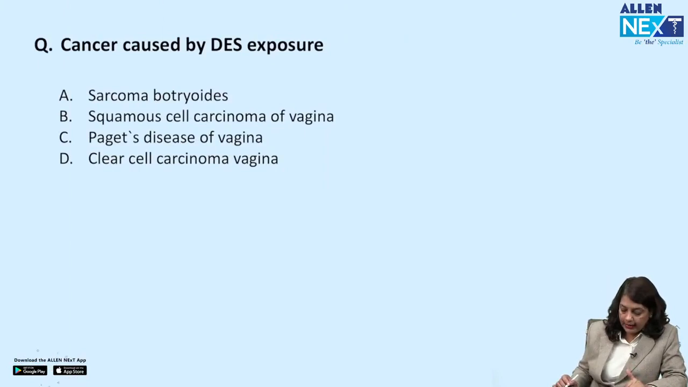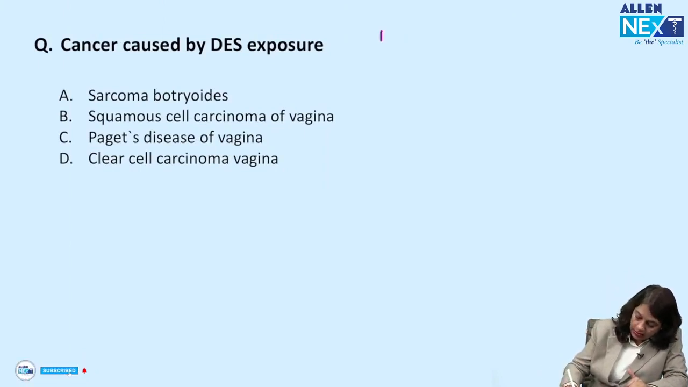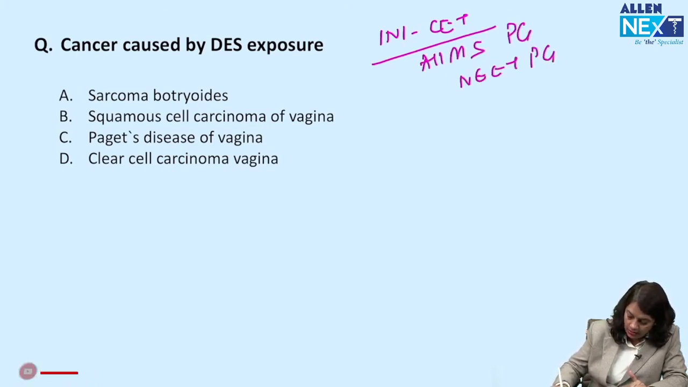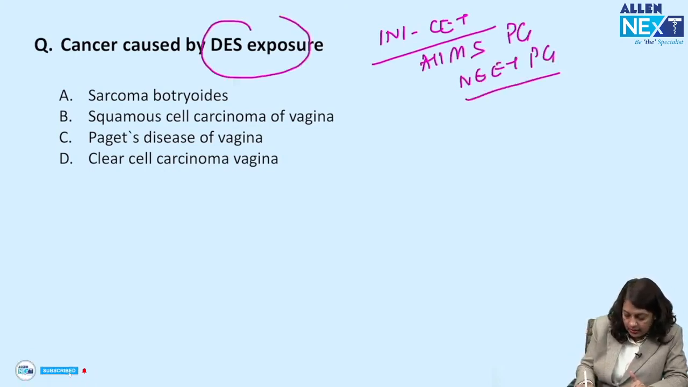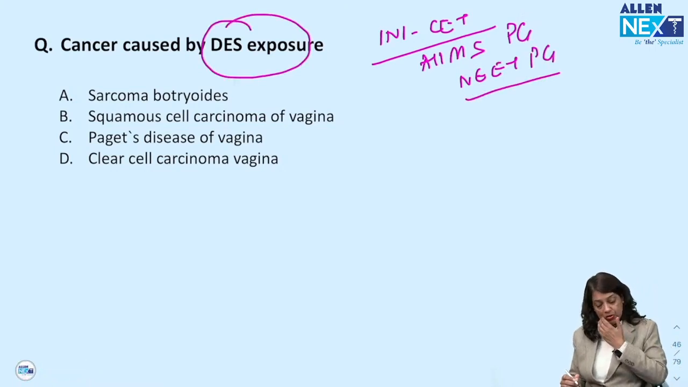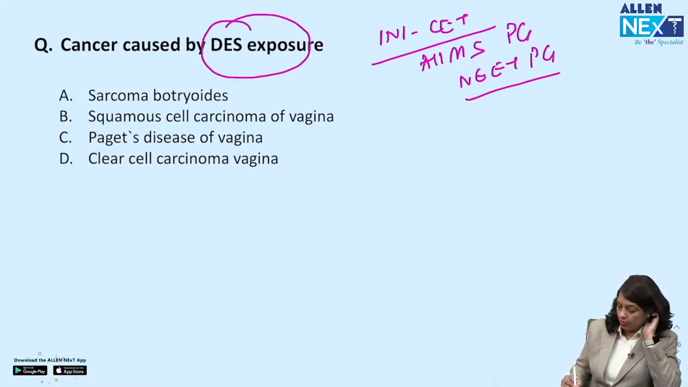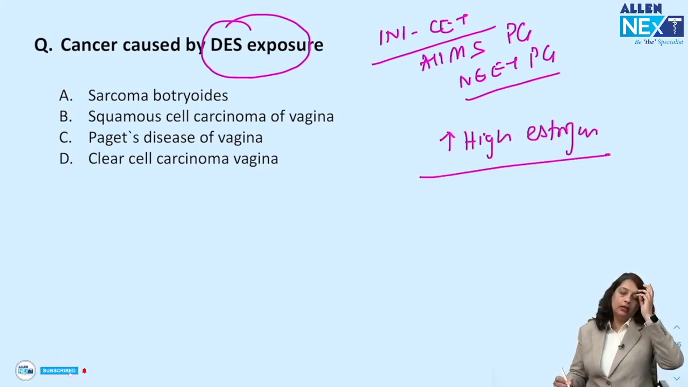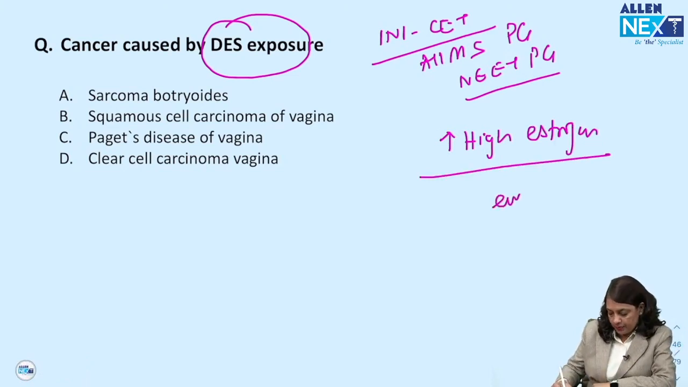Now, cancer caused by DES exposure. This is an INI-CET exam question, and it is an AIIMS PG question. It has been asked in NEET PG as well. Cancer caused by DES exposure. In the olden times, a high dose of estrogen was given as post-coital contraception or emergency contraceptive.